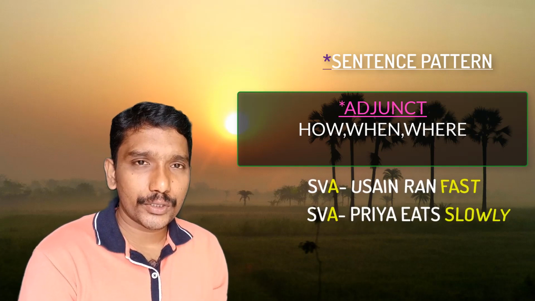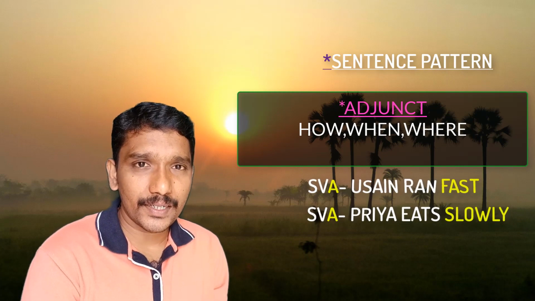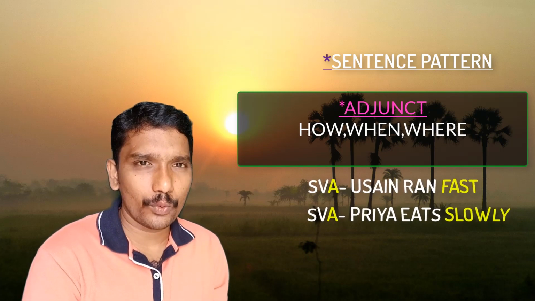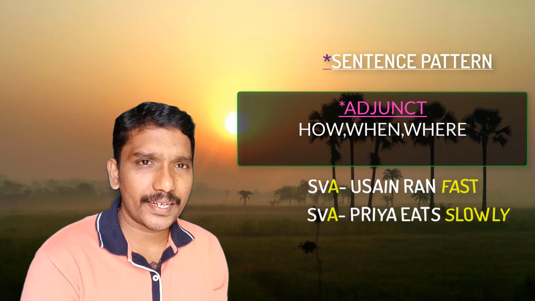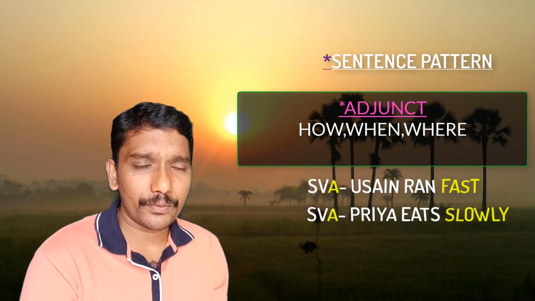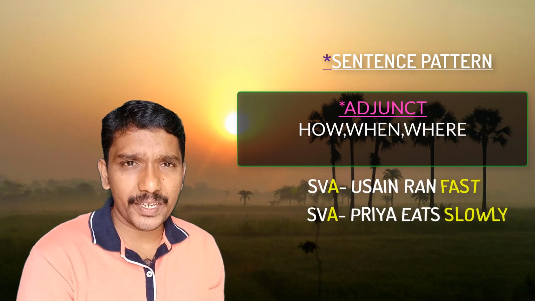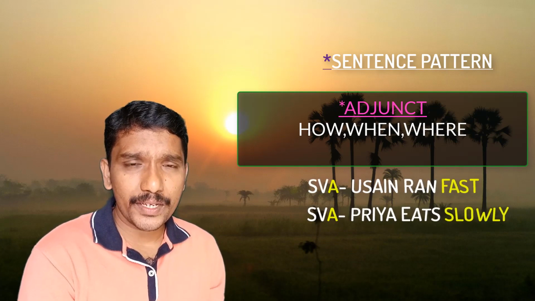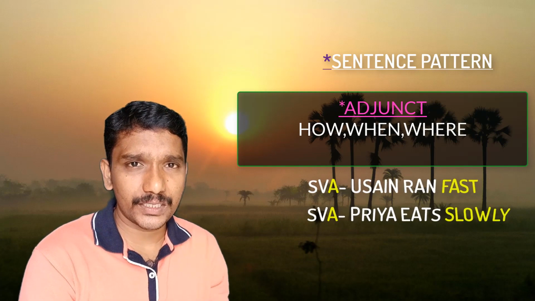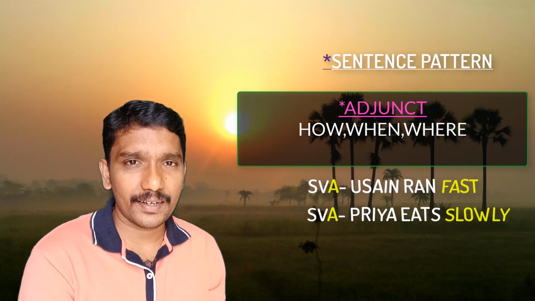Priya eats slowly. Here the word slowly ends with ly. So it is a clue. You can easily identify the ly words are mainly adjunct. How Priya eats or how does Priya eat? The slowly should be the answer for that question. So that is why slowly here is an adjunct.